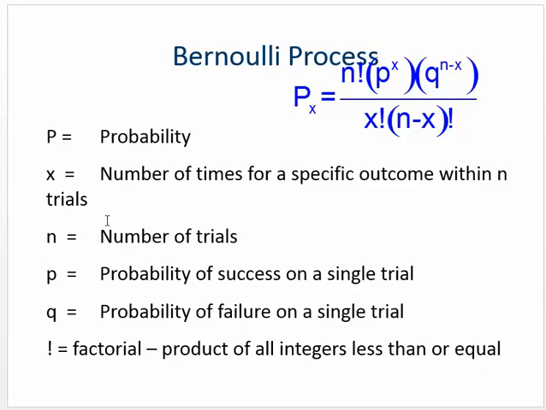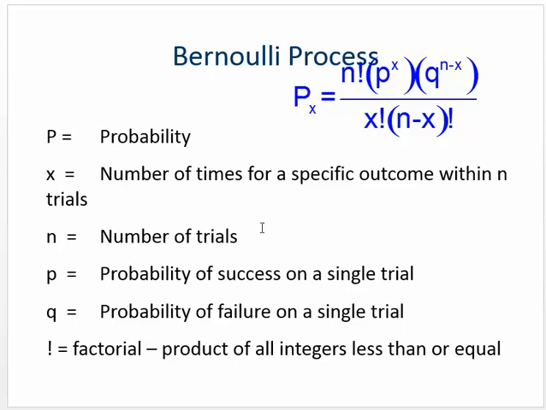All right, let's talk about the Bernoulli process here. This is a way of finding a probability. In this, probability is what the P stands for. X is the number of times a specific outcome happens within n trials. So this again is still just probability. Don't get caught up in that.